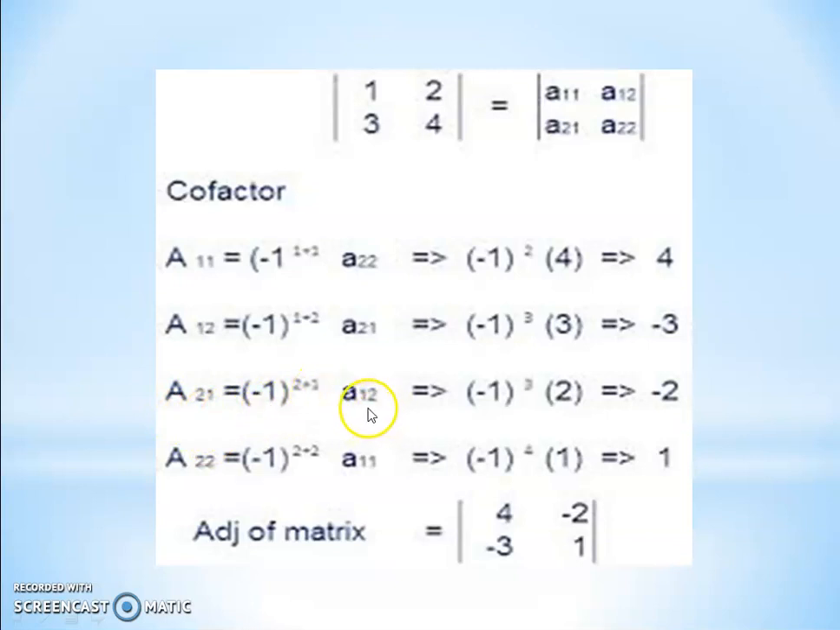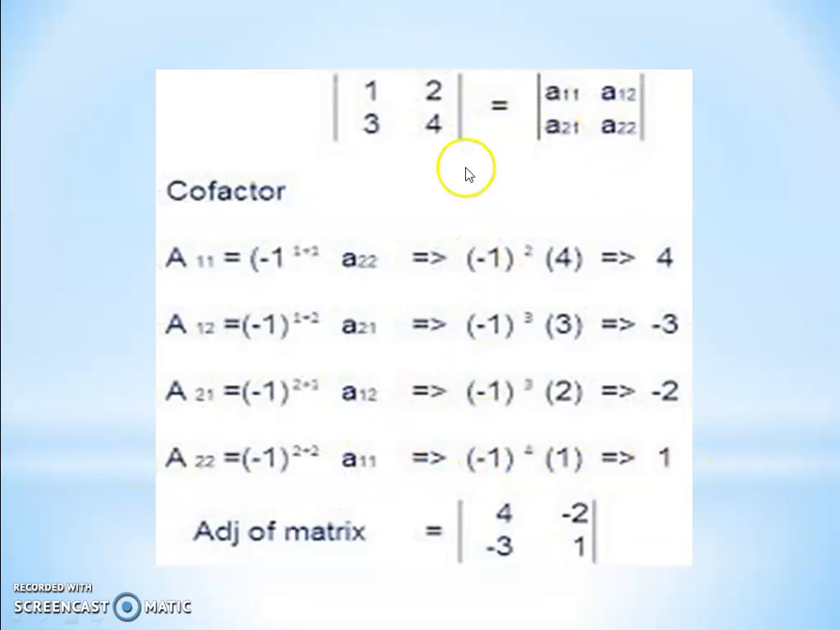Next A21, -1 raised to 2 plus 1. So -1 raised to 3 and the element is A12, which is 2. So -1 cubed is -1, -1 into 2 is -2. Now the last, A22. -1 raised to 2 plus 2, because 2 is there, so 2 plus 2. A11 interchanging. That's why -1 raised to 4 is +1. 1 remains the same.